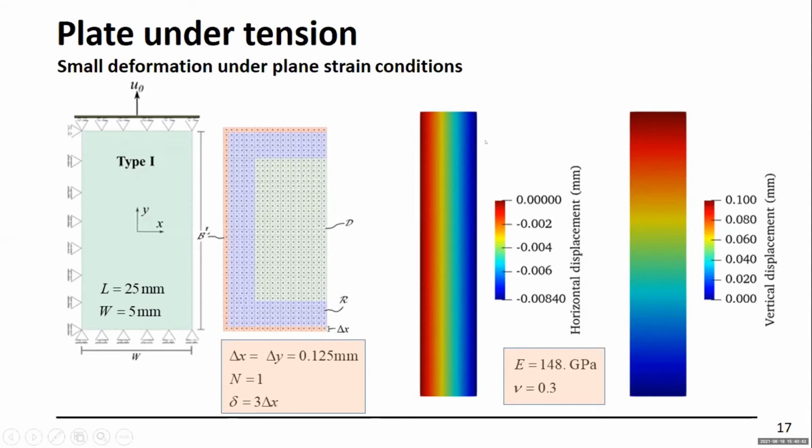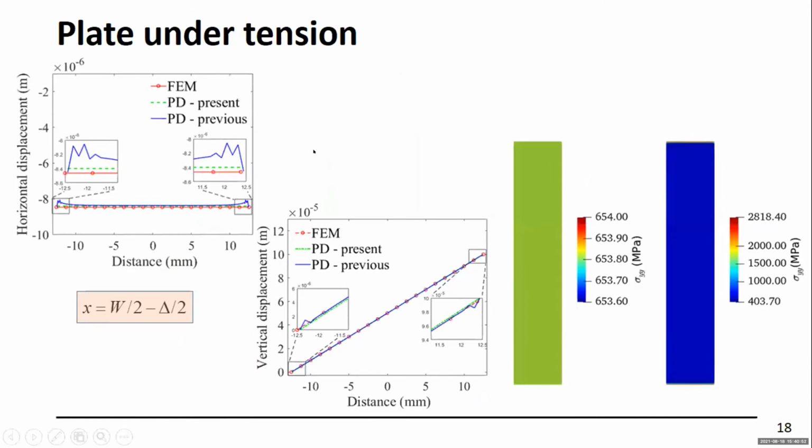I'm showing you the horizontal displacement and the vertical displacements here. It's nicely varying linearly as expected. Everything looks good. The contours look good, but let's look at the line plots, okay? So I'm going to compare what we predict against FEM, and also what we predicted in the past. I'm going to call that PD previous.